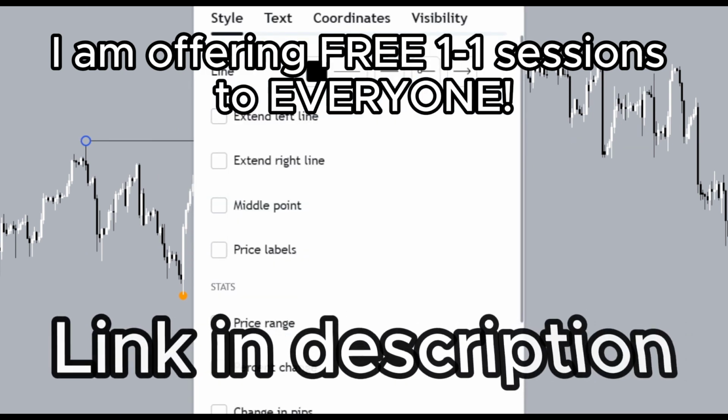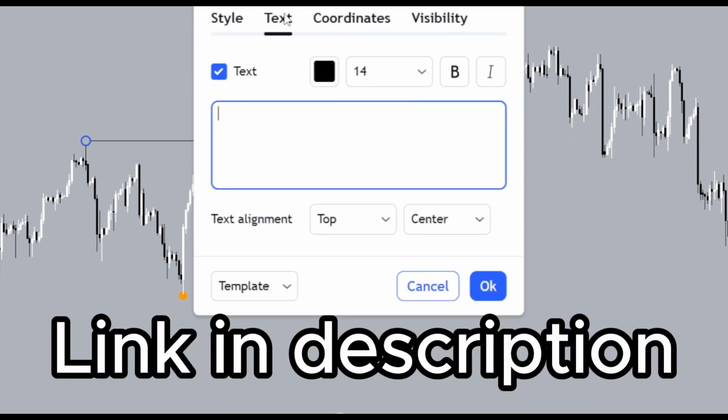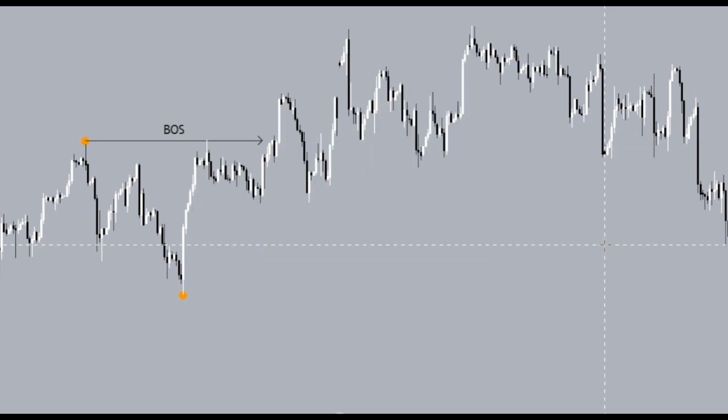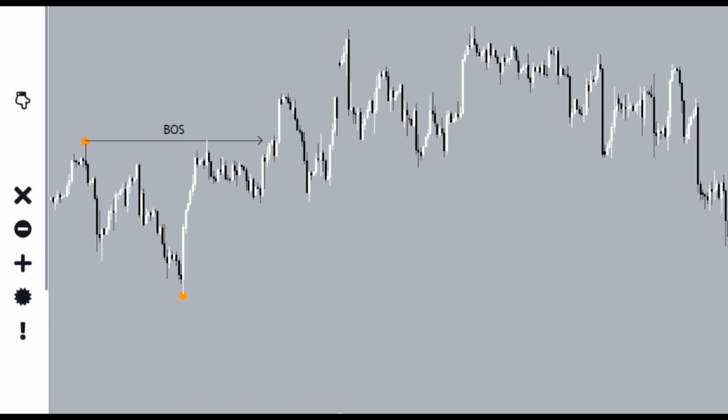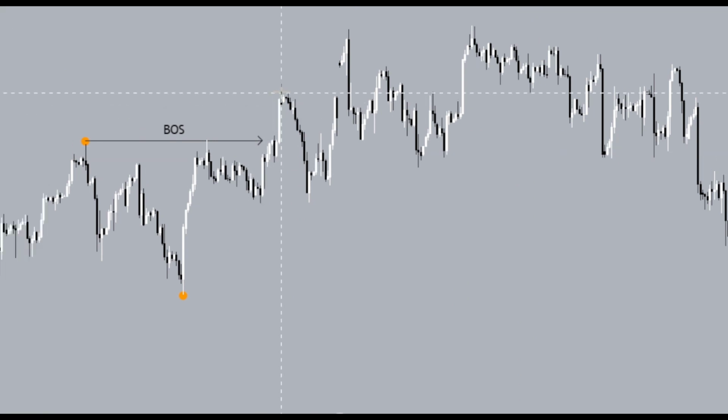Every structural break has to occur with a body. It's very important you have a body break. We're going to be discussing the difference between a body break and a wick break, and what the main differences are. But for now, you want to understand that every break of structure must occur with a body. So the bodies tell the story. The wicks are essentially a liquidity trap.